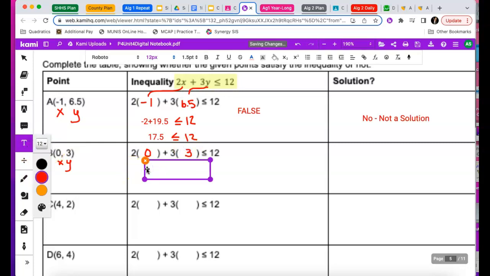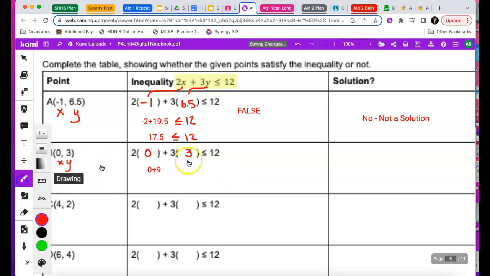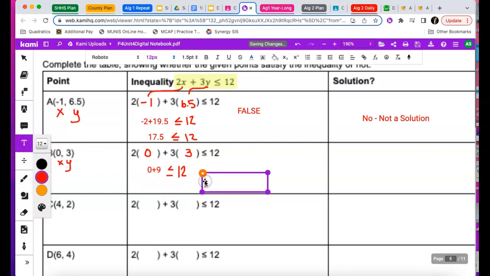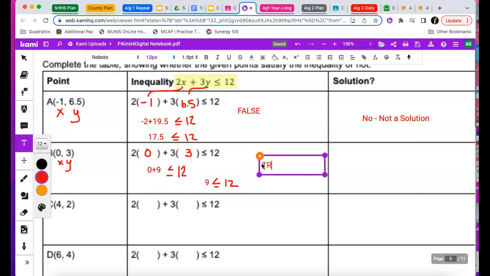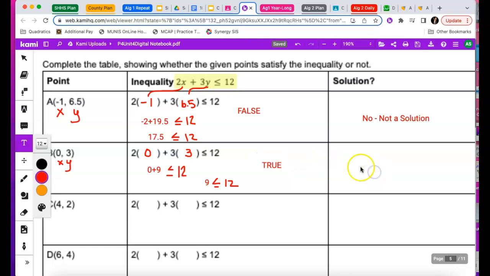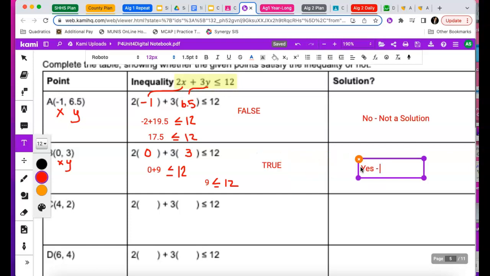So 2 times 0 is 0. 3 times 3 is 9. And I want to know if that is less than or equal to 12. So 0 plus 9 is 9. And then is that less than or equal to 12? It's less than 12, so that makes it true. Since it's one of the two, it's either less than or equal to 12. So it's true, which anytime we get a true statement, yes, it is a solution.